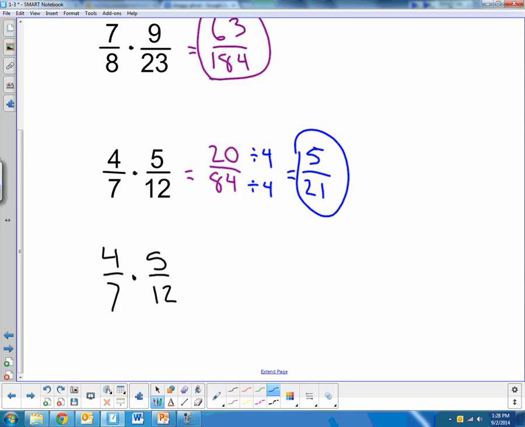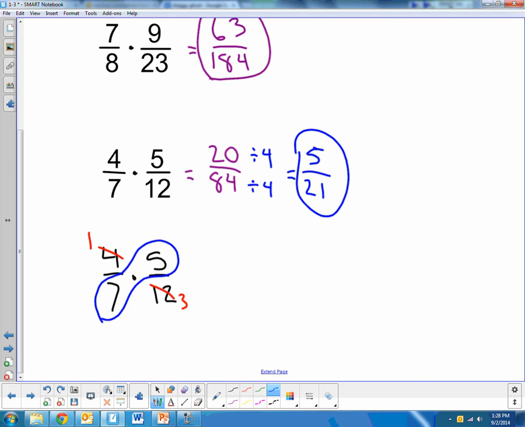You can do what's called cross-simplifying. Cross-simplifying is saying, well, if I cover up the 7 and the 5, which you can't see my hands doing, then we're looking only at the 4 and the 12. If you can divide both 4 and 12 by the same thing, which we can in this case, we can divide 4 by 4. 4 divided by 4 is 1. And we can divide 12 by 4. 12 divided by 4 is 3. So we've done some cross-simplifying. We do the same thing with the 5 and the 7. If I look at just the 5 and the 7, can I divide both 5 and 7 by the same thing? No.